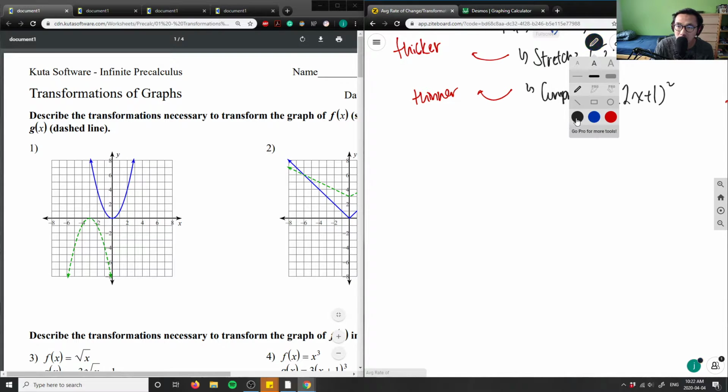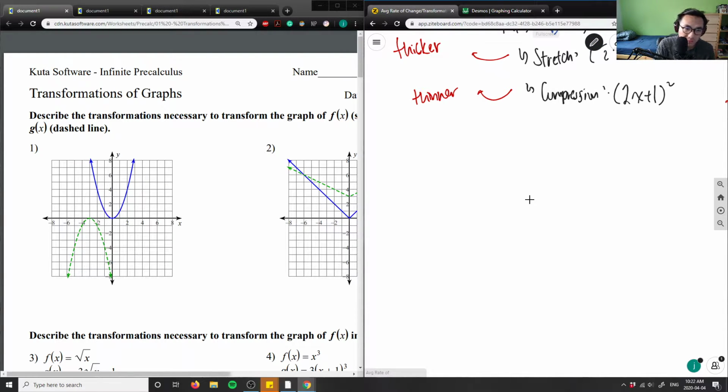So it says here, describe the transformations necessary to transform the graph of f of x to whatever g of x is, which is the dashed line. So how do I go from here to here, right? So let's do that. So number 1, I believe this is x squared. Yes, this is the function x squared, because I see 2, 4 here, and I see 1, 1. So f of x equals x squared.